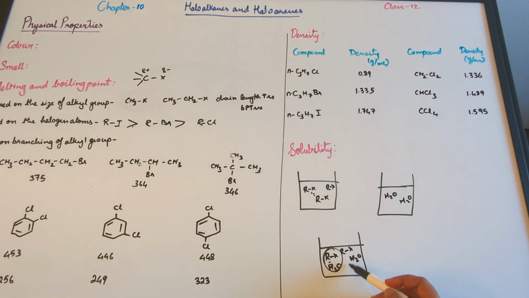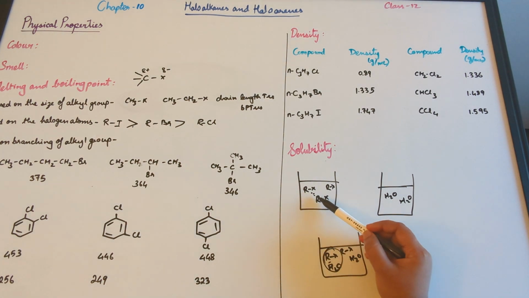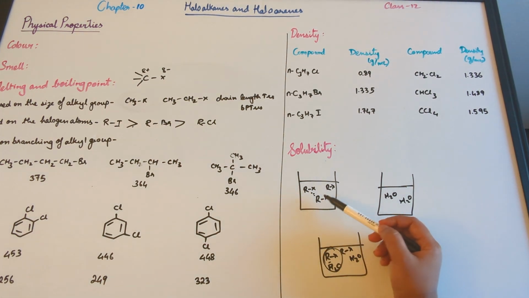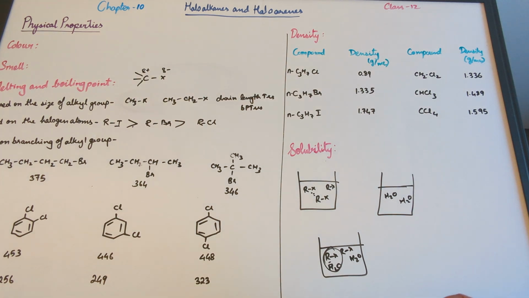However, hypothetically, if this had been an organic molecule, like an organic solvent, then it would have dissolved, because the interaction between two haloalkanes will be similar. That interaction's energy will be similar to that of the solvent and the haloalkane itself. And that's it. So let's start with melting and boiling points.